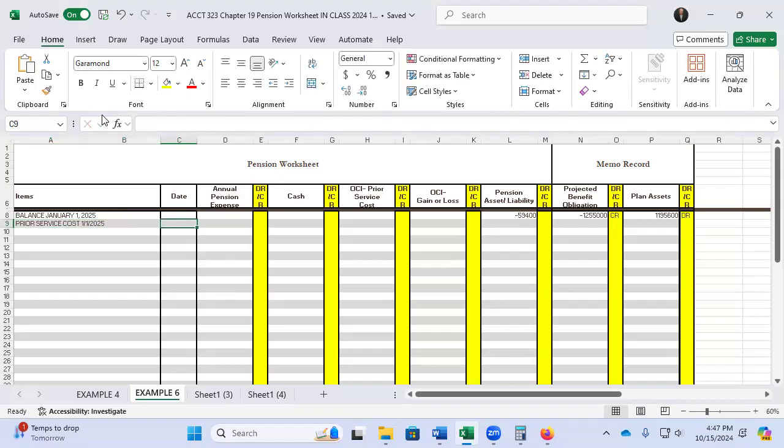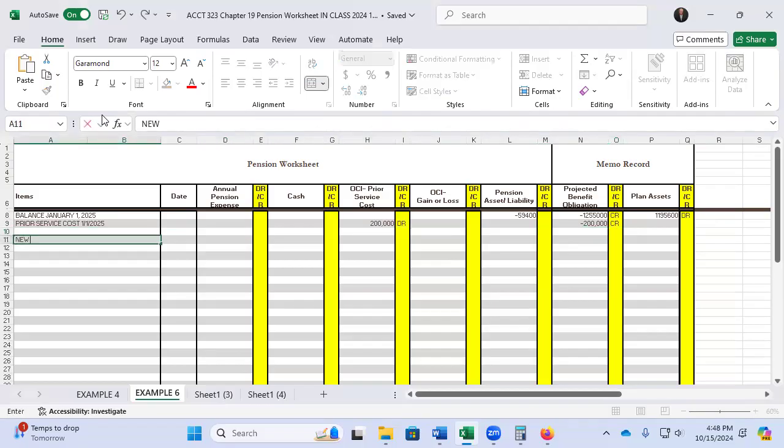And remember, we're not going to hit the expense this year, right? What are we doing? We're going to carry this over to prior service cost. And that's going to be 200,000 debit. And it's increasing our pension benefit obligation. So that's our credit. Now we have our new January 1, 2025 balance.